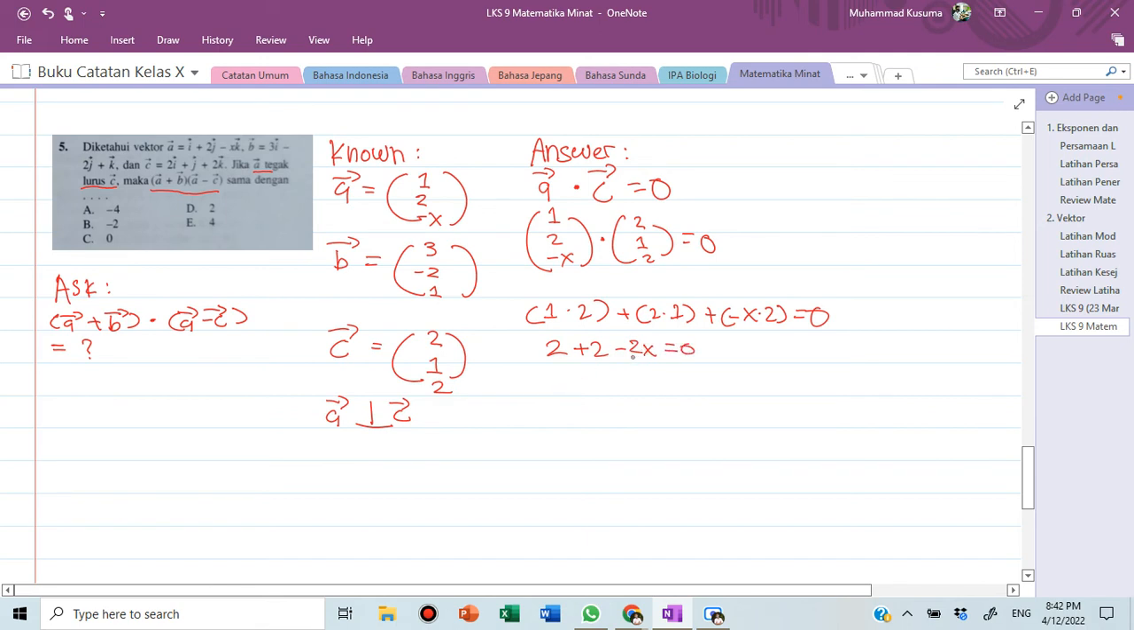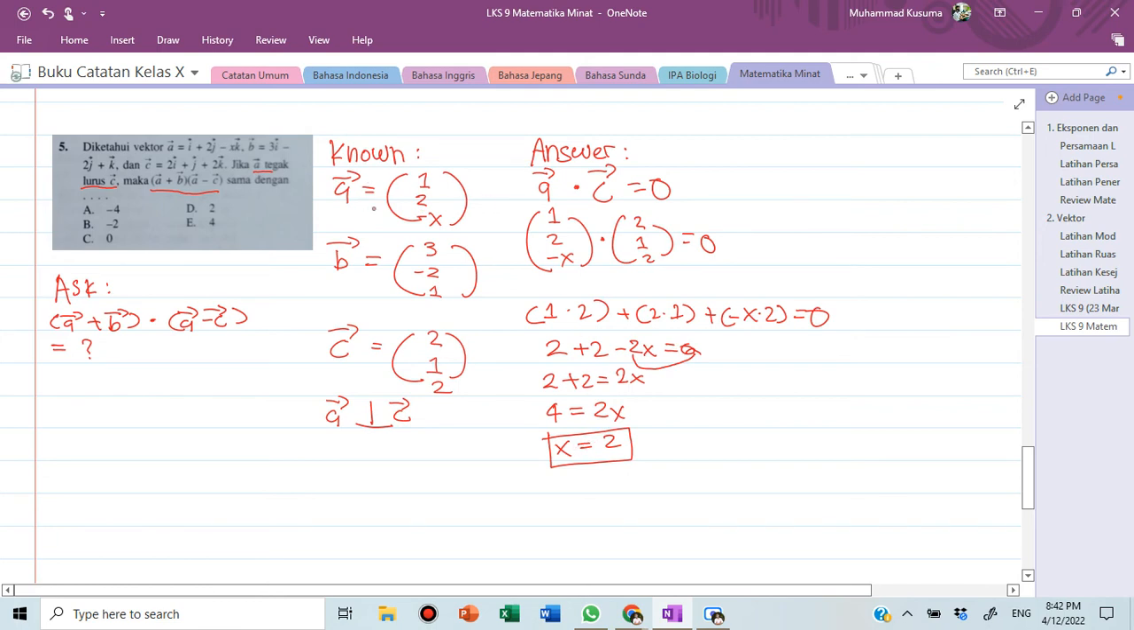We could move this to the other side, so that means 2 plus 2 is equal to 2x. The minus is gone because the 2x is going to the right side. So 2 plus 2 is 4, equal to 2x, and x equals 2. Now we have the value of x.